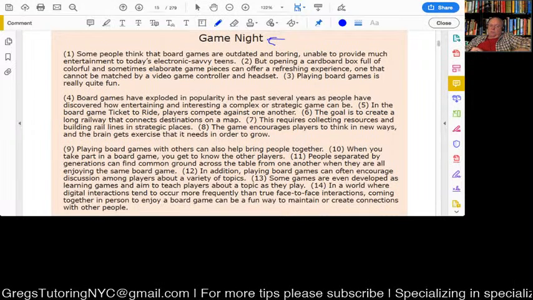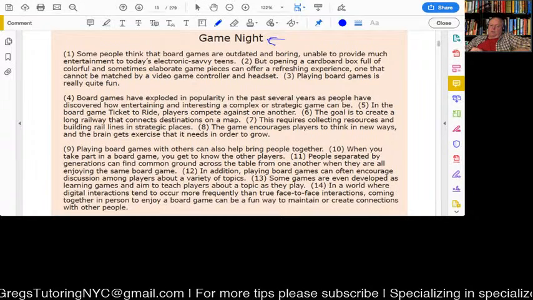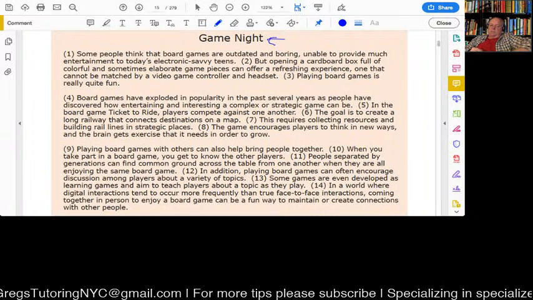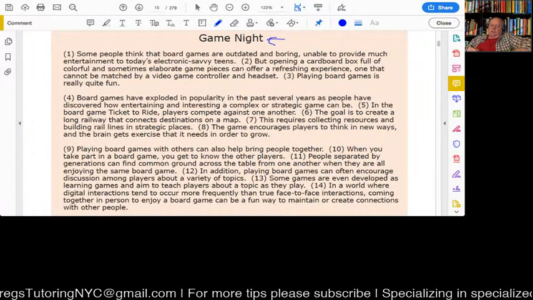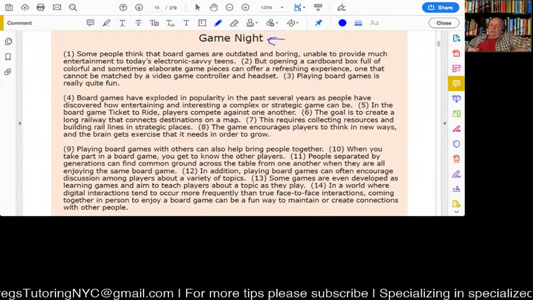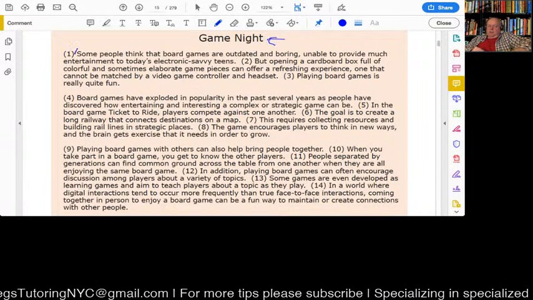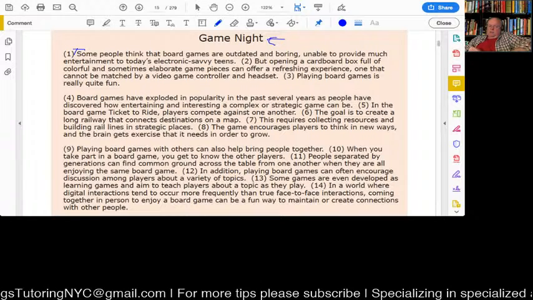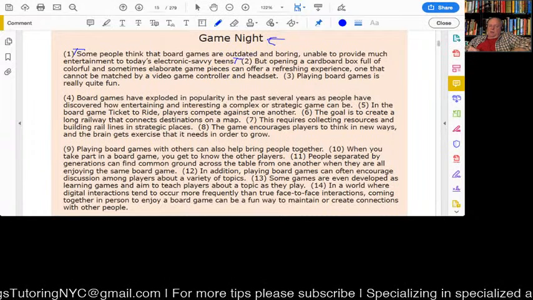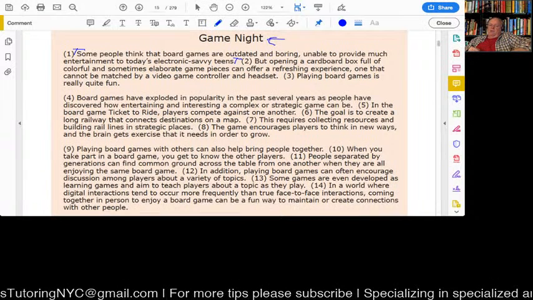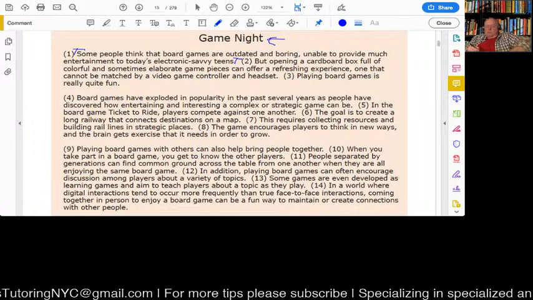So let's really see what it says. "Some people think that board games are outdated and boring, unable to provide much entertainment to today's electronic savvy teens." We haven't read the passage yet, but it kind of looks like a good opening statement. So I'm going to just put T's around this to say that this is our topic sentence, not of the paragraph, but I think of the whole passage. I'm going to make a guess at the moment.